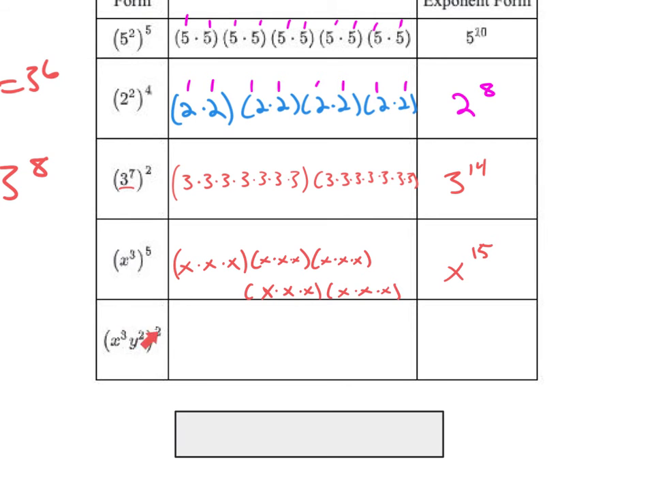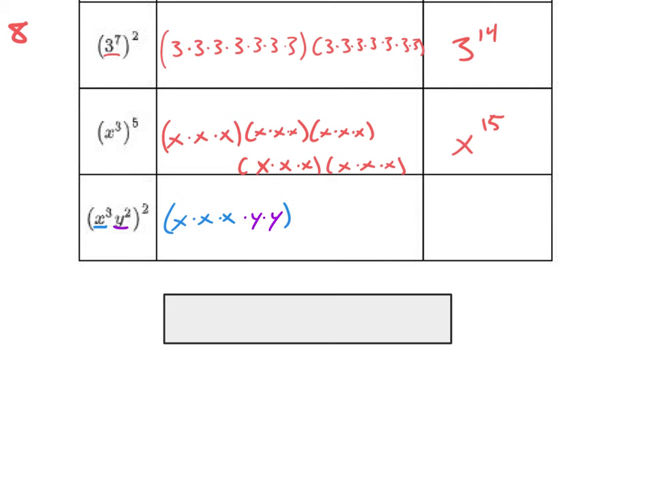Now we've got this new one, though. Now we've got 2 things on the inside here. So let's break this down now. Well, in theory, this is still x raised to the third, y to the second. So that's going to look like this. Inside the parentheses, I've got x times by x times by x. That's x to the third. And I've got y to the second, y times by y. But I've got 2 groups of that. So that's going to look like this. So there are my 2 groups.